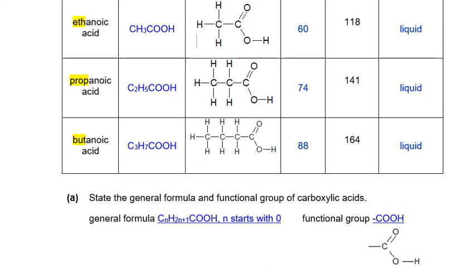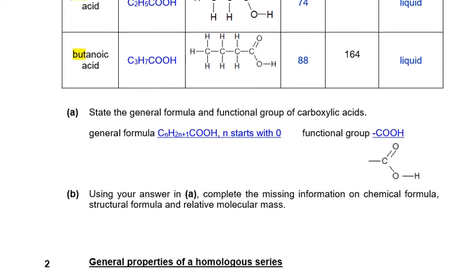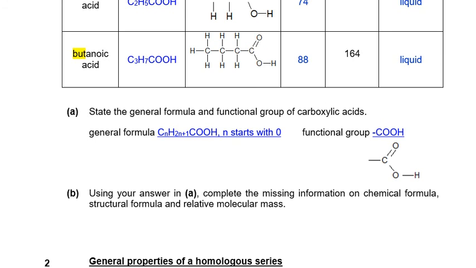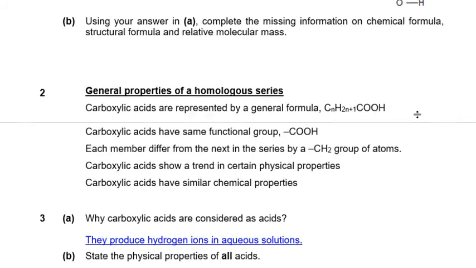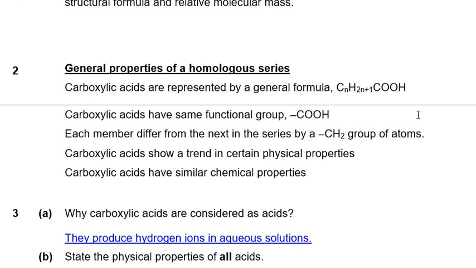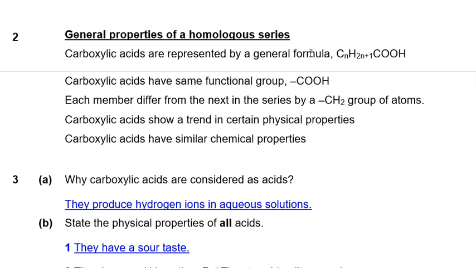Now moving on, let's take a look at question number 2. What are some of the general properties for this carboxylic acid homogeneous series? Like what I've explained before, if you're asked for the general properties, you can state the general formula. In this case, CnH2n+1COOH. So all the carboxylic acids will have the same general formula. They have the same functional group, which is the COOH group.